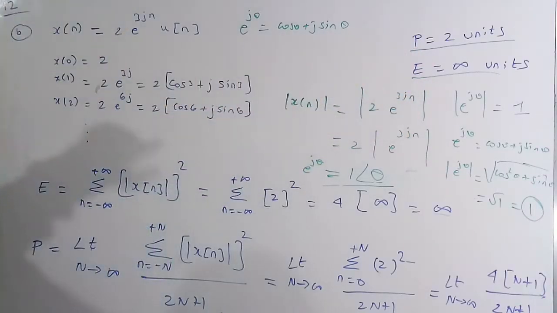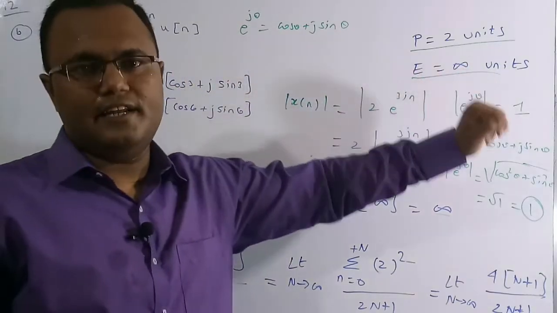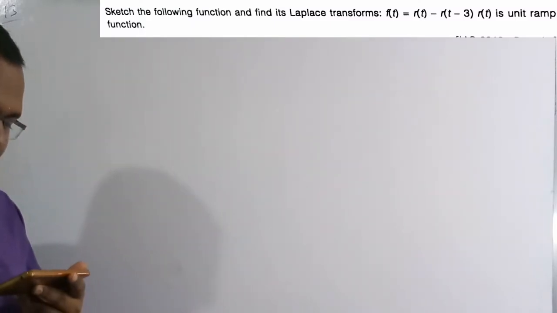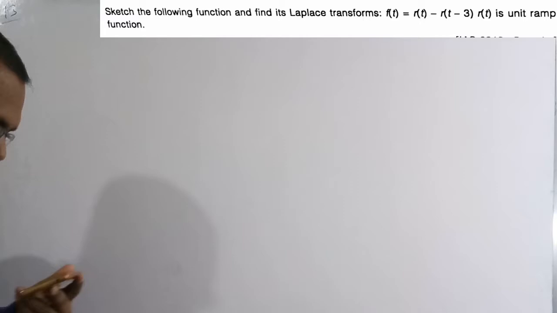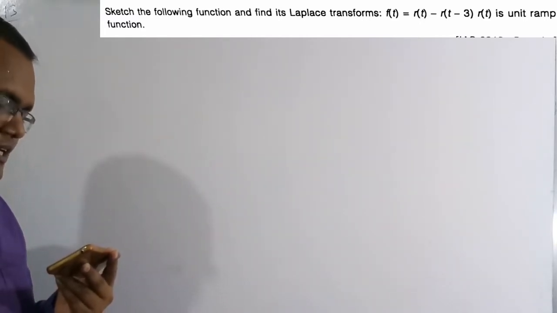So the A part is an energy signal and the B part is nothing but a power signal. Now we are going to solve the 13th question. The question: sketch the following function and find its Laplace transform. f of t is equal to r of t minus r of t minus 3, where r of t is a unit ramp function.